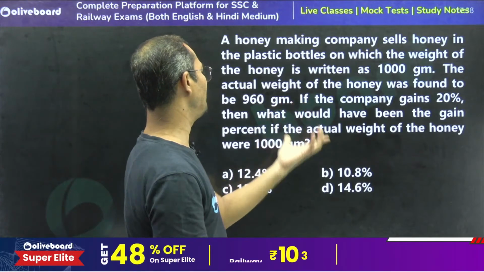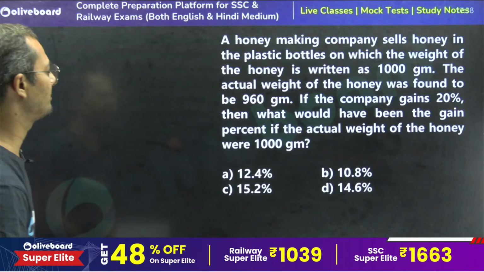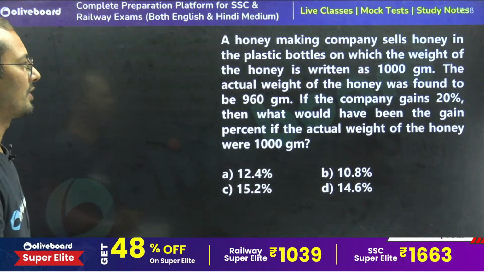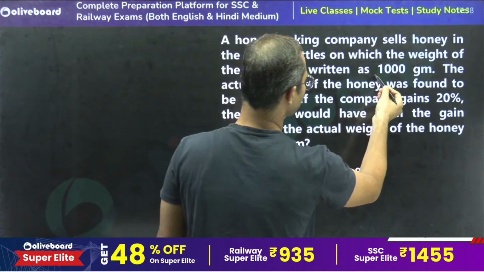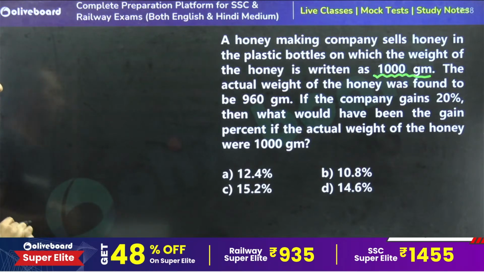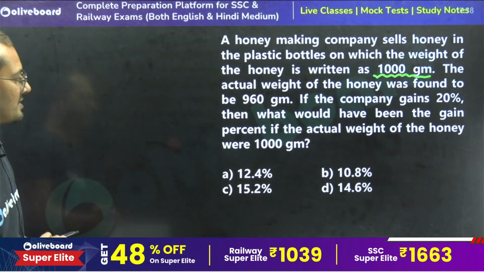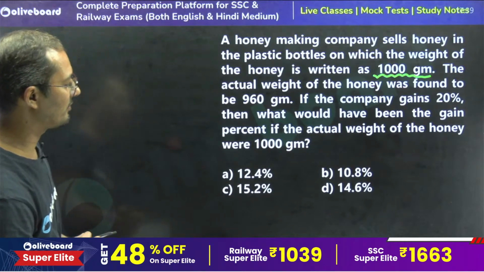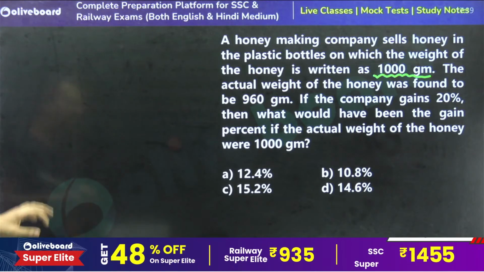Tell me what is the answer of this question. A honey making company sells honey in plastic bottles on which the weight of honey is written as 1000 gram. The actual weight of the honey was found to be 960 gram. If the company gains 20%, then what would have been the gain percent if the actual weight of the honey were 1000 gram, right? Could you understand the question?